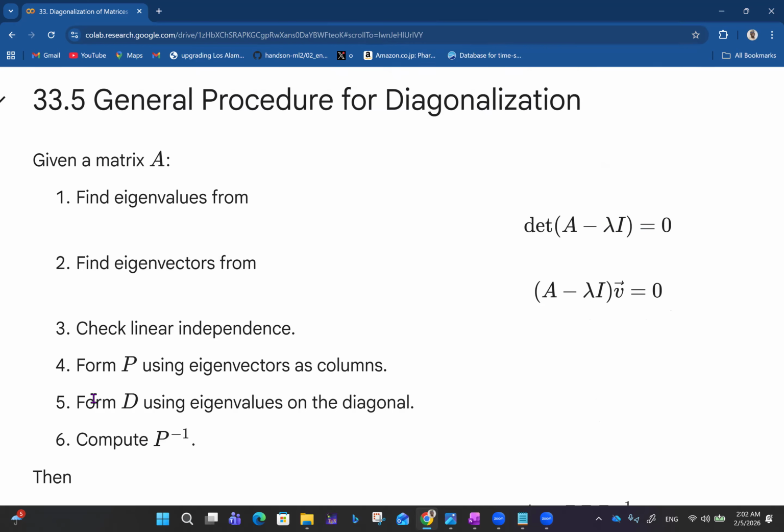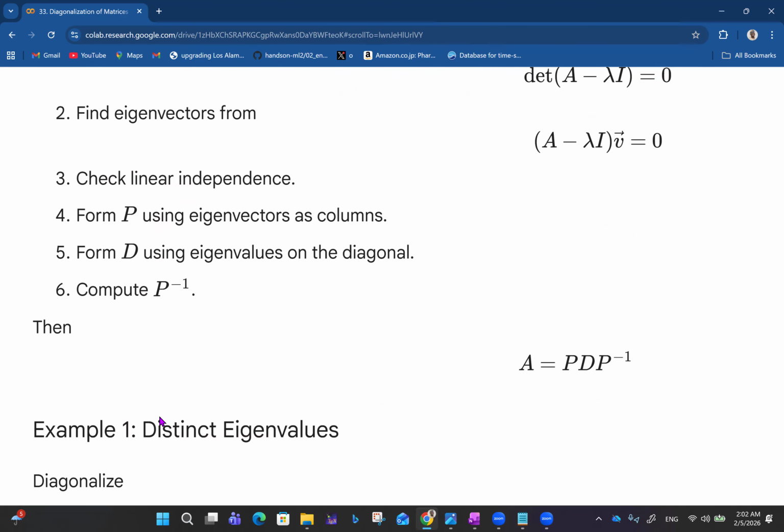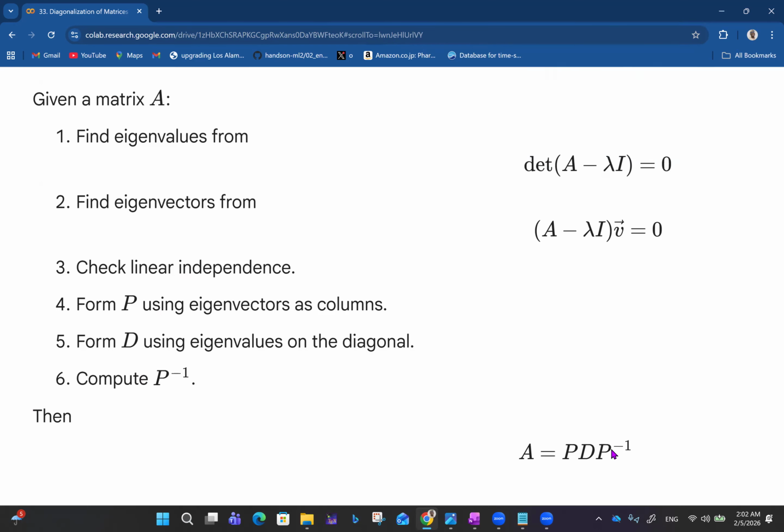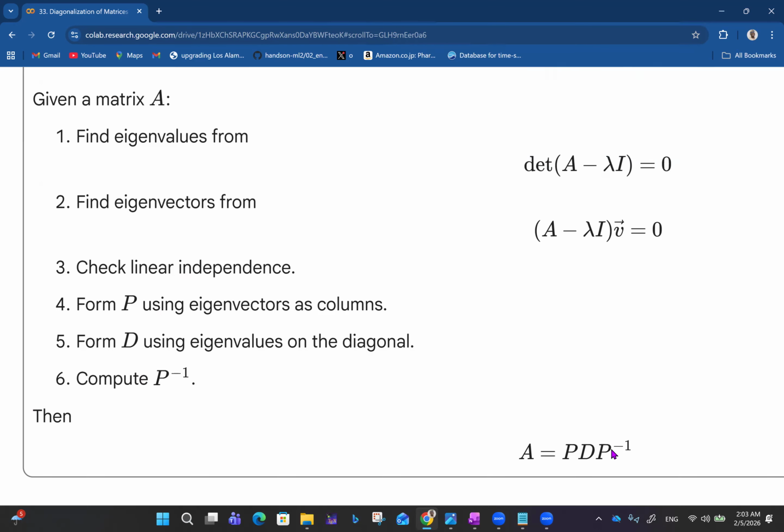That's P. Form D using eigenvalues on the diagonal, so the eigenvalues we would have got here, put them on the diagonal of D. Then compute P inverse. That's the next serious business. And then once you have that, you can say that A is equal to PDP inverse, basically, right?